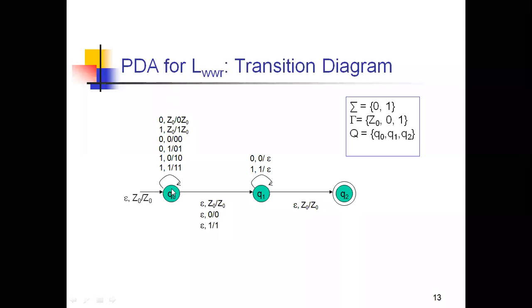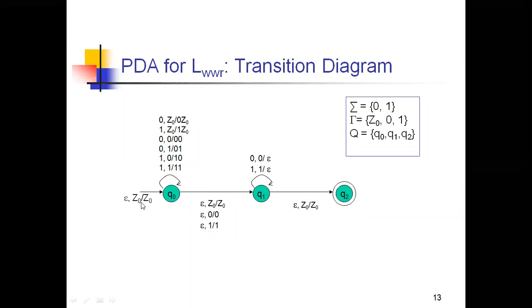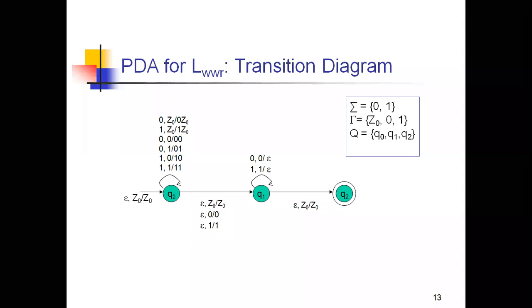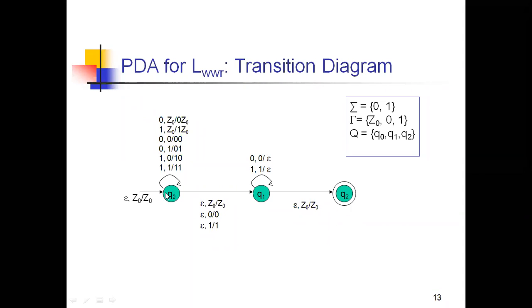So initially we're starting with an epsilon, isn't it? Our input is an epsilon, and the top of the stack is z0, and whatever we need to return, the new top of the stack is also z0. So that's why we put epsilon comma z0 comma z0. That means q0 with epsilon comma z0 gives q0 z0. Is it clear? So initially we start with an epsilon.